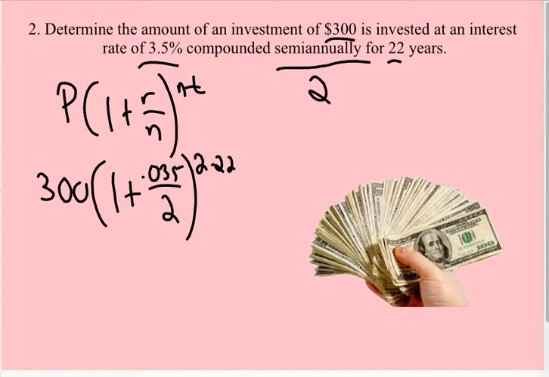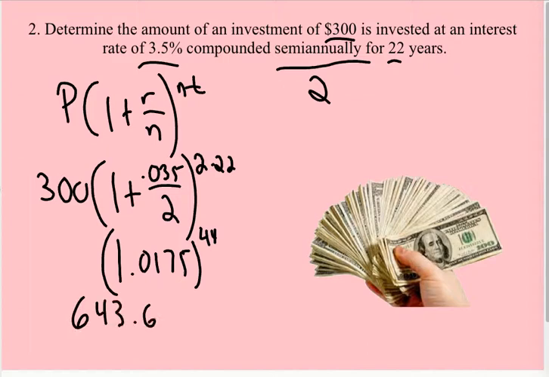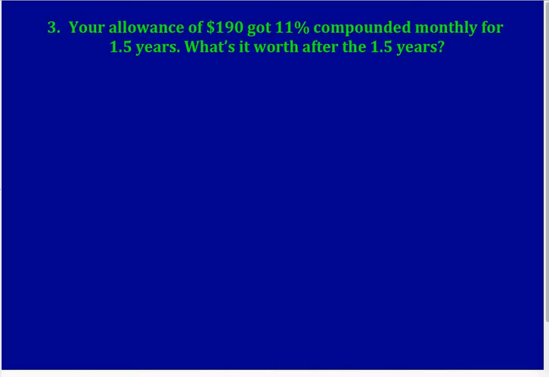So working inside out, 0.035 divided by 2 plus 1. So this becomes 1.0175 raised to the 44th power times 300. So that's going to be 643 bucks and 63 cents approximately. So that's going to be your answer. Taking this one piece at a time, order of operations plays a major key role here.